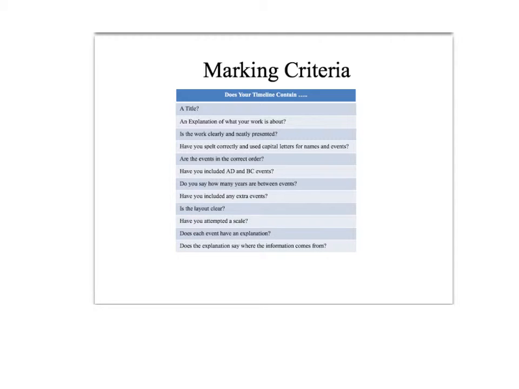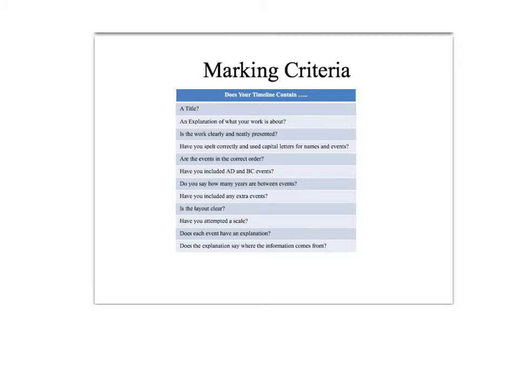Have you attempted a scale, or have you simply put the events in chronological order? Are they set out proportionately to how much time actually passed in between them? Have you provided an explanation for each event? If you have provided an explanation, where has that information come from? In history, we call this referencing our work.